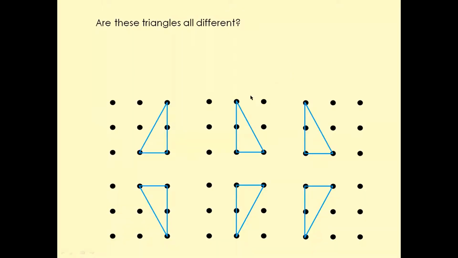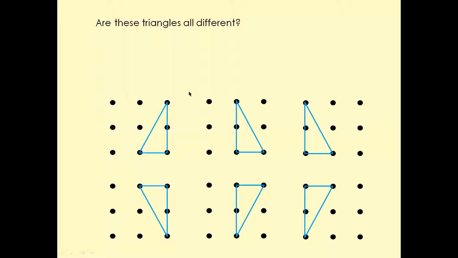Let's have a look at this scenario here. These are all triangles. Now we need to look at whether they are all different. What we want to answer in this scenario is whether all these triangles are going to be congruent or not. That is what we want to discuss.